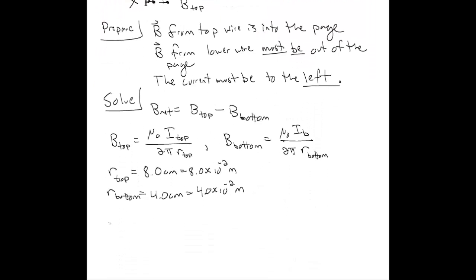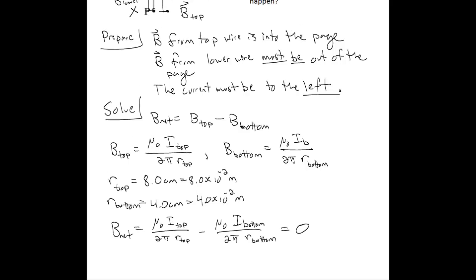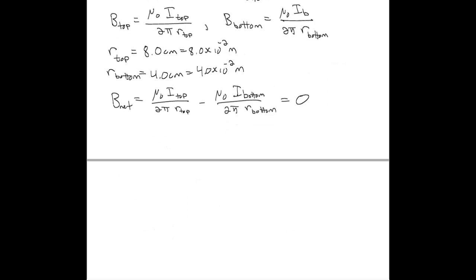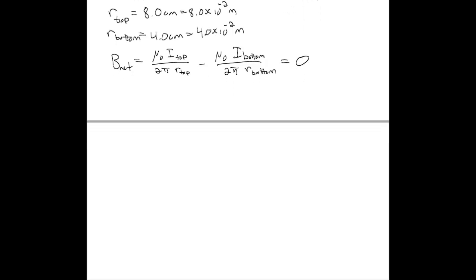So we know the net magnetic field is the difference between these two, and that the net magnetic field must be 0. From this we can solve for the unknown current. Now I'm not actually putting in the mu naughts and the 2 pi's because I think it'll be easier if I just don't do that. Mu naught's kind of a nasty thing to calculate, and so I'm actually not going to plug those numbers in.